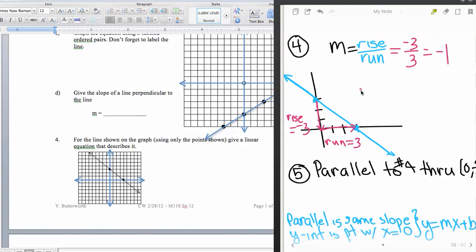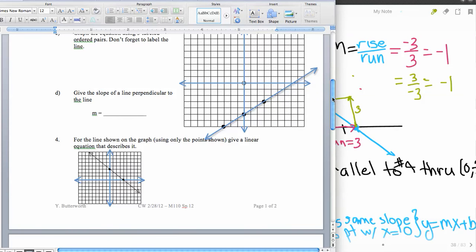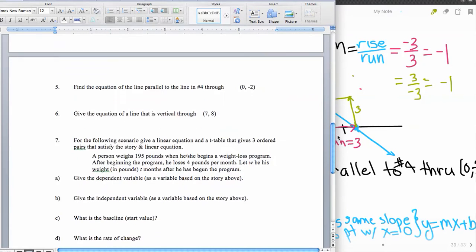Now remember that this isn't the only way that I could do this. I could also start at this point, and I could do a rise of 3, and a run of -3. So this would be positive, and then this one would be -3. And it doesn't matter, because that still gives us positive divided by a negative, which is still the same thing, a -1.